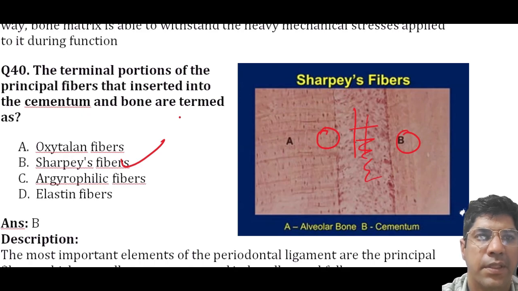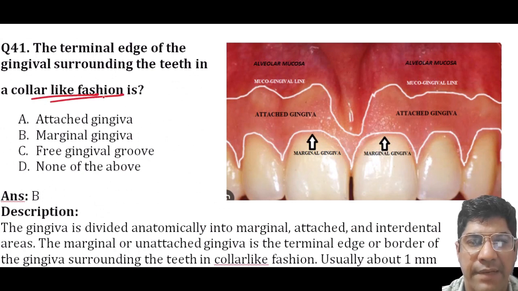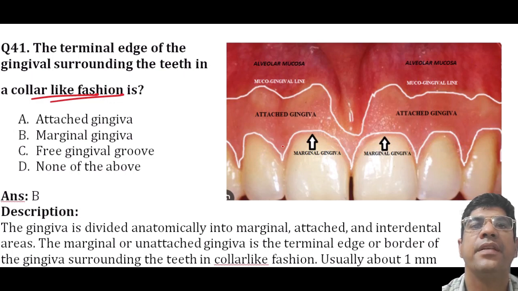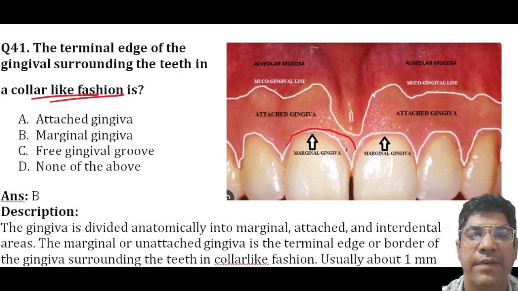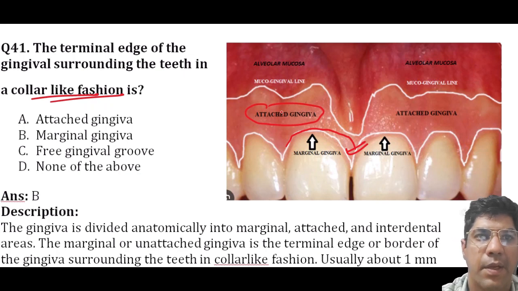Coming to the next question, the terminal edge of gingiva surrounding the teeth in a collar-like fashion is the marginal gingiva. Marginal gingiva is the gingiva that surrounds the tooth in a collar-like fashion. So this one is the marginal gingiva. The attached gingiva is the part that is firmly bound to the underlying bone and root of the teeth. So the attached gingiva is firmly connected to the bone, making it resistant to movement and providing stability to the teeth. So your answer is B.